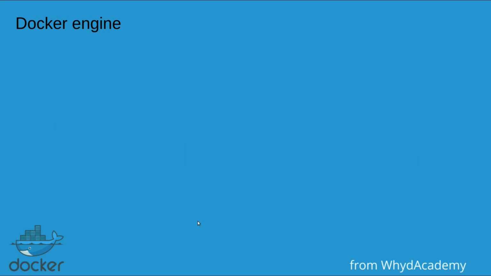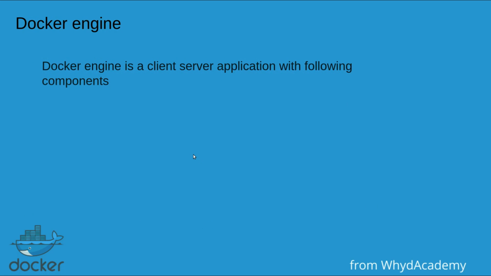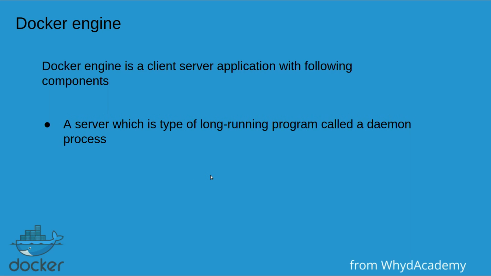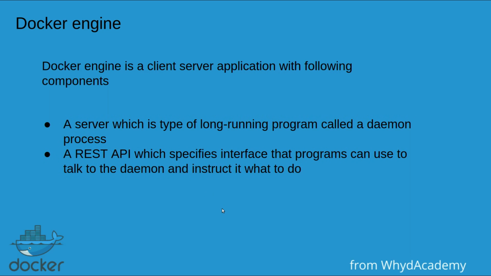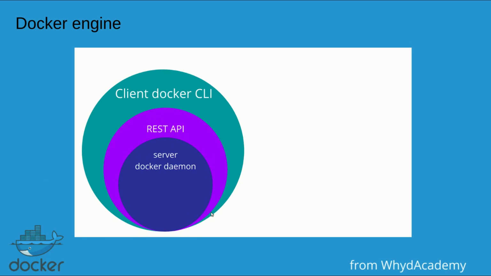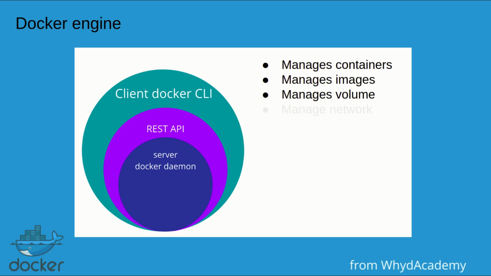Let's talk a bit about Docker Engine. Docker Engine is a client-server application with the following components. A server, which is a long-running process called the Docker daemon. A REST API that allows third parties to interact with the Docker daemon. A client, which is a CLI, command line interface. Docker Engine manages containers, images, volumes, and networks.